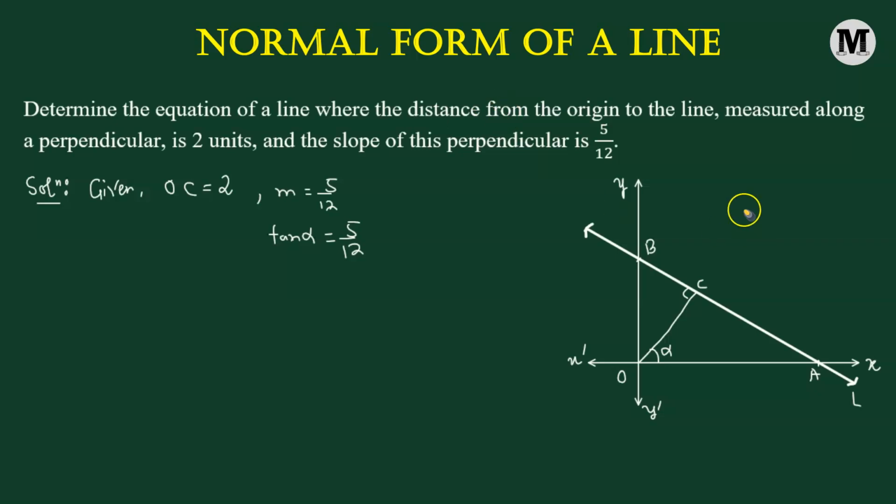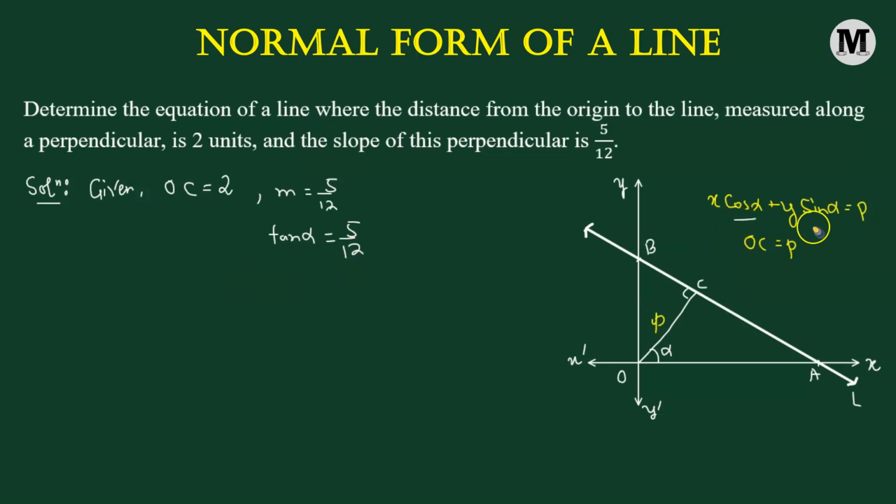So here we are going to use the normal form of a line. The normal form is given by x cosine alpha plus y sine alpha equals p. Here alpha is the angle that the perpendicular line OC makes with the positive direction of x-axis, and p is simply the perpendicular length OC. So OC equals p. Okay, so let's use this value.